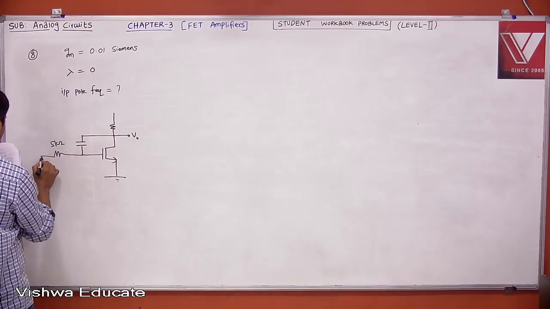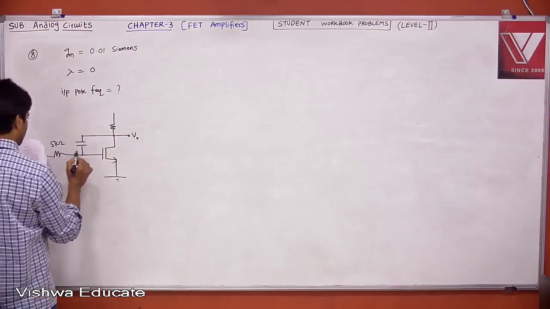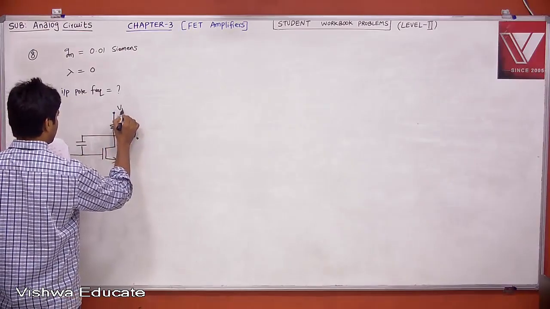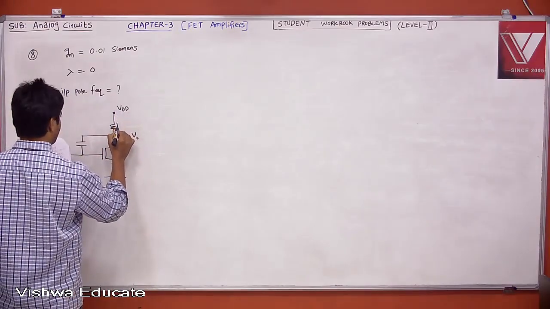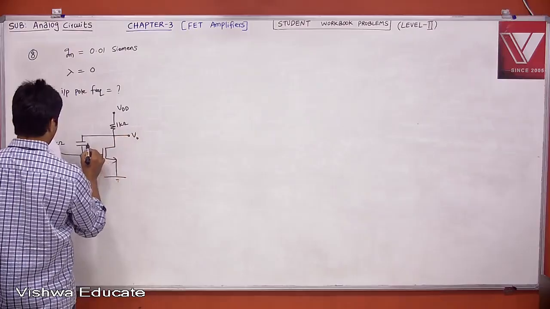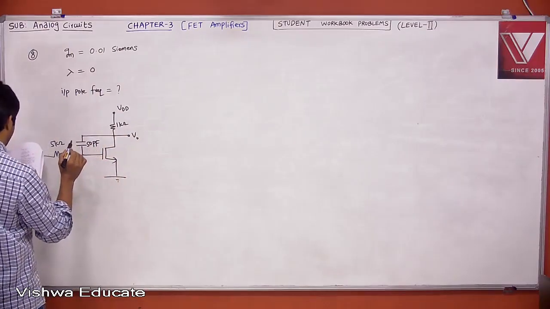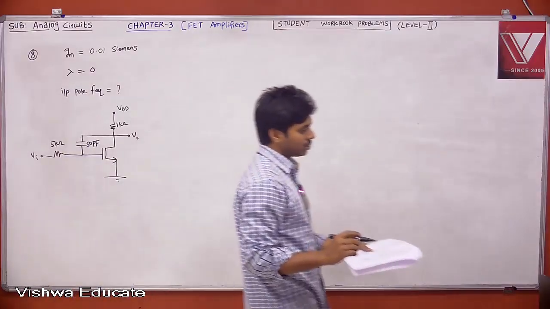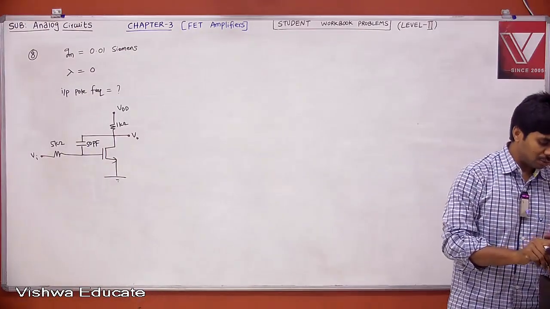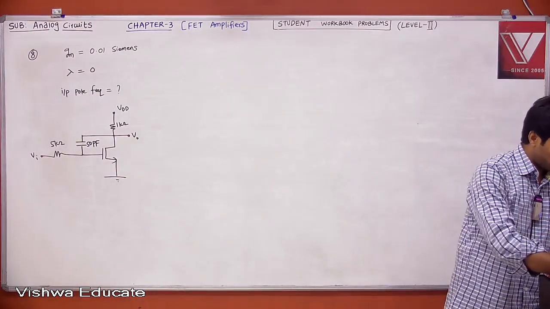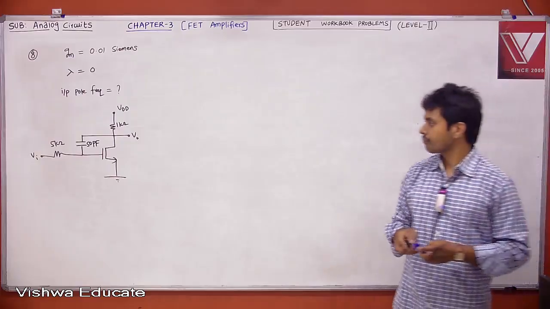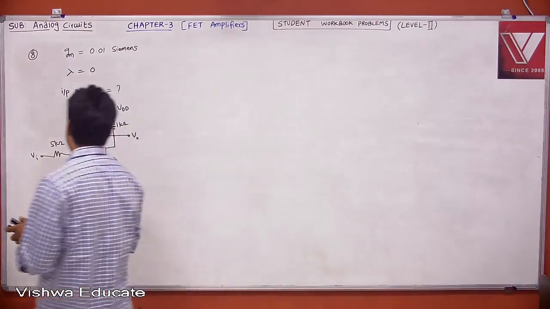The circuit has a 5 kilo ohm resistor, this is Vin, VDD, and this is 1 kilo ohm, and this is a 50 picofarad capacitor. This is the circuit, and it is asking for the input pole frequency. What is the input pole frequency? I'll tell you that.